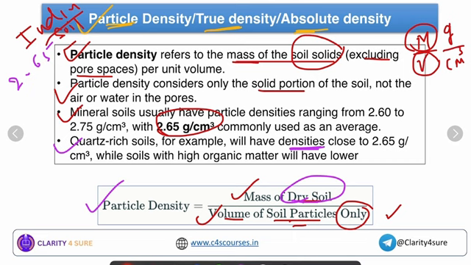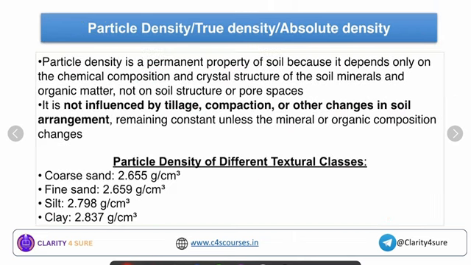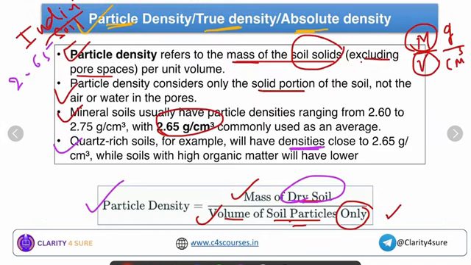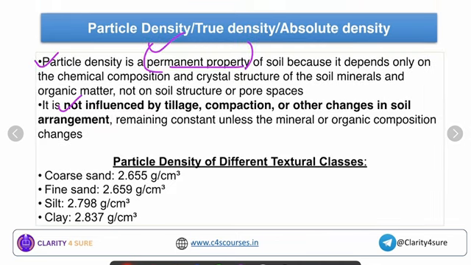the volume of soil particles only. But you must have seen the statement that particle density is a permanent property of soil, and it depends only on the chemical composition and is not influenced by tillage and all. So why are they saying particle density is a permanent property? We see here that the presence of minerals and organic matter is going to increase or decrease the value of particle density. Then again we are saying it is a permanent property. How is it making sense?